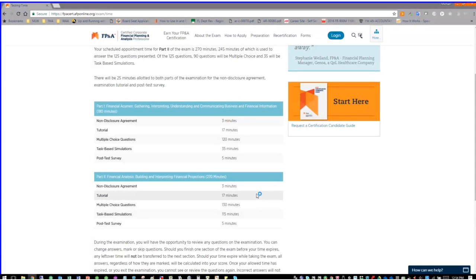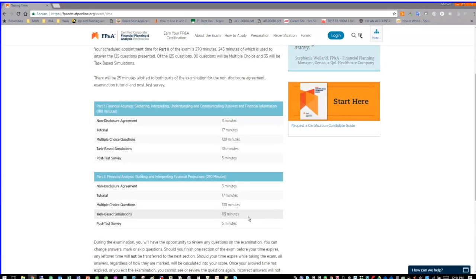The test module itself, the test software, is very easy to use. You'll see how to mark things. You'll see how to go back. You'll see how to go forward. They will tell you when you are clicking a button that means this test is over. You'll get a confirmation of that, so that won't happen by mistake. You'll have to click twice to end the exam.